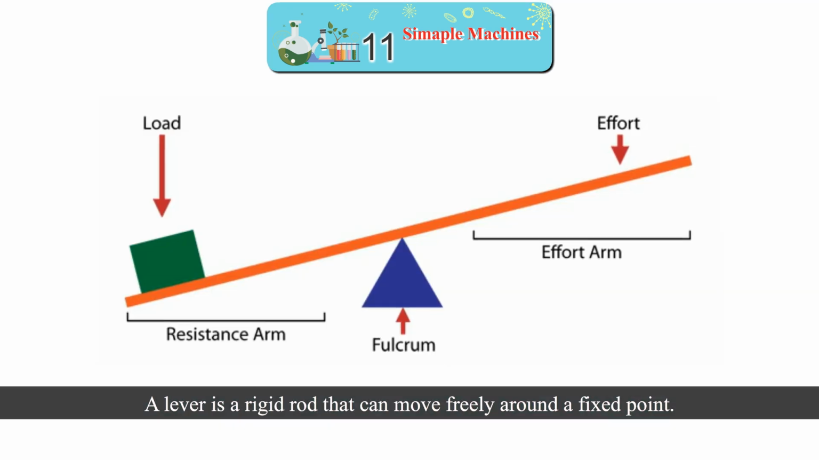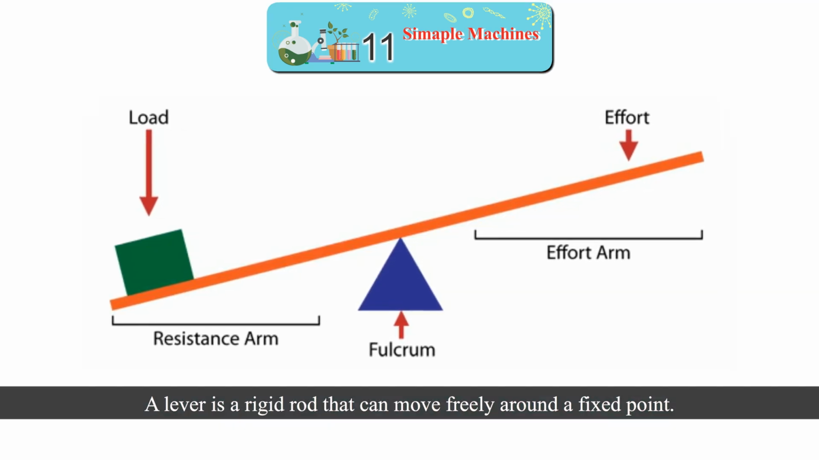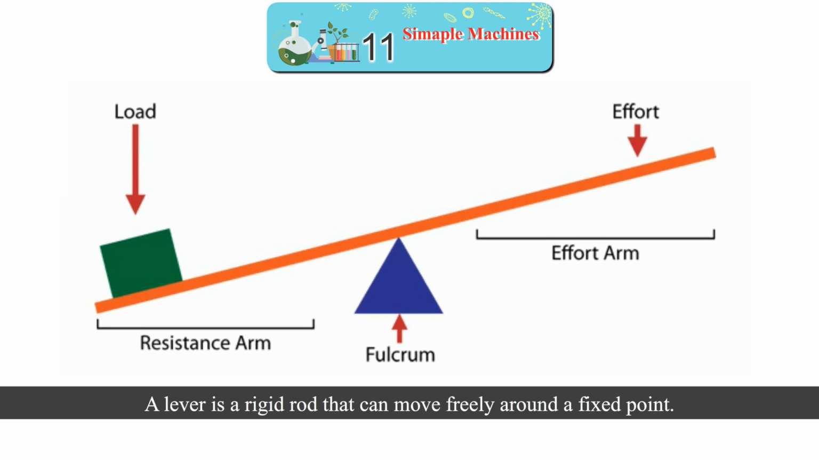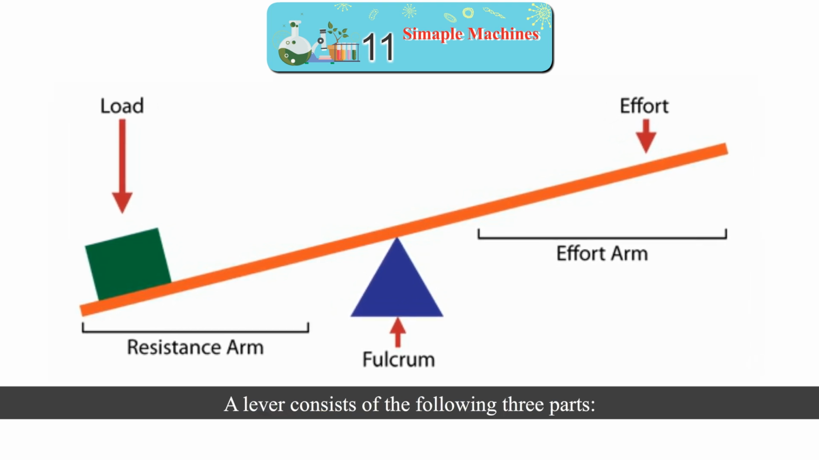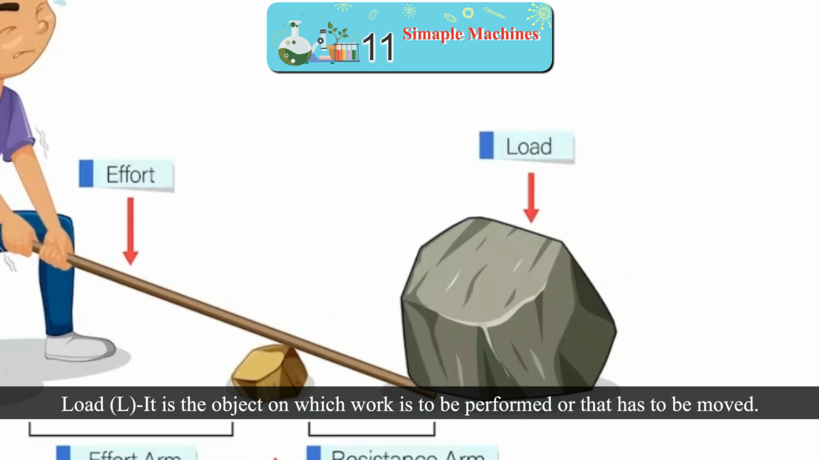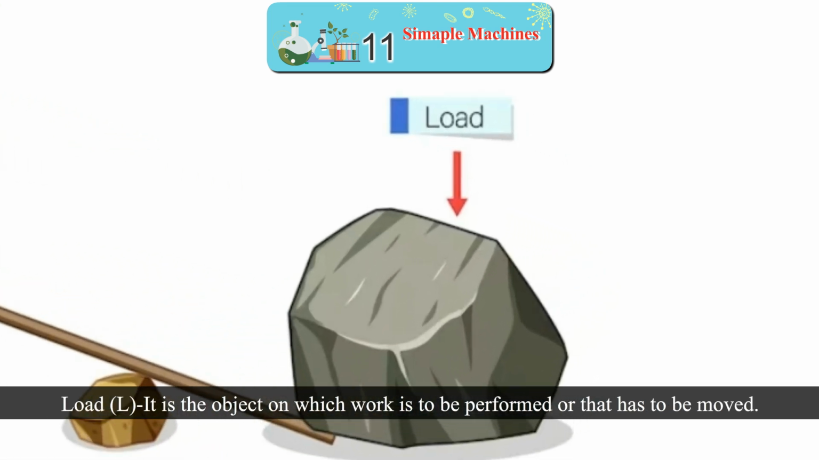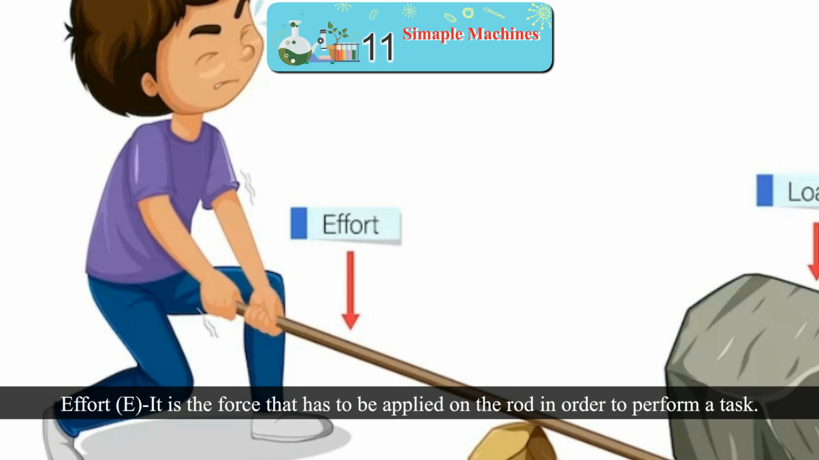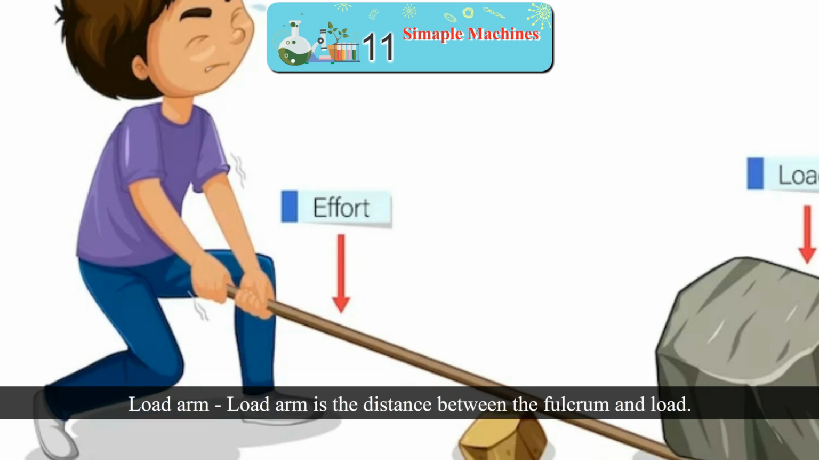Lever. A lever is a rigid rod that can move freely around a fixed point. A lever consists of the following 3 parts. Fulcrum, F. It is the fixed point around which the lever moves. Load, L. It is the object on which work is to be performed or that has to be moved. Effort, E. It is the force that has to be applied on the rod in order to perform a task.